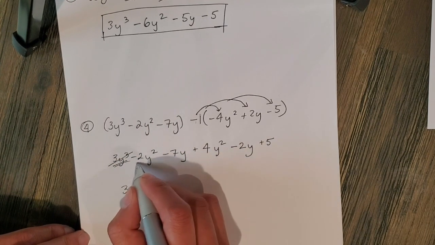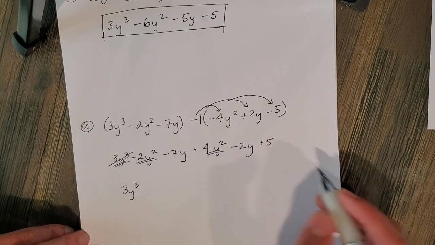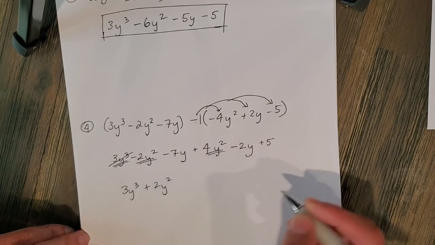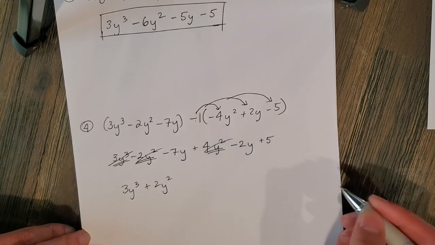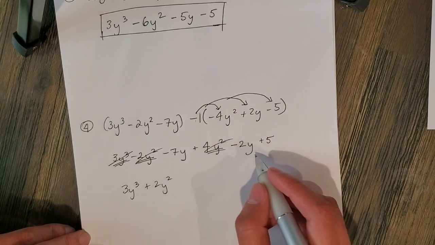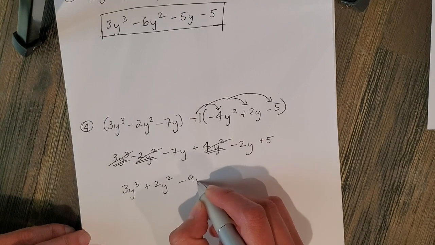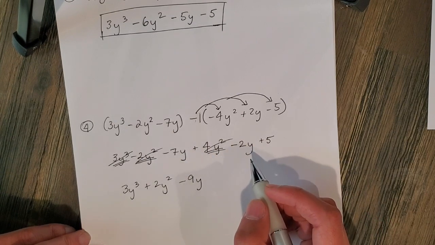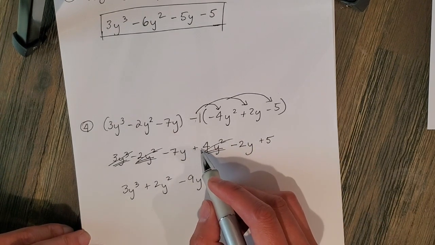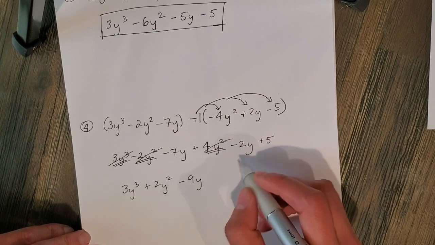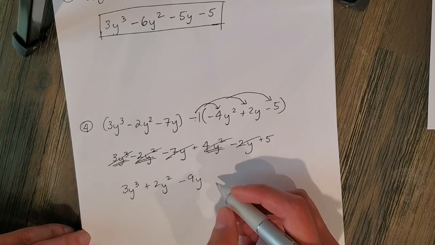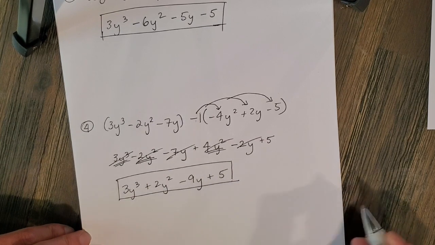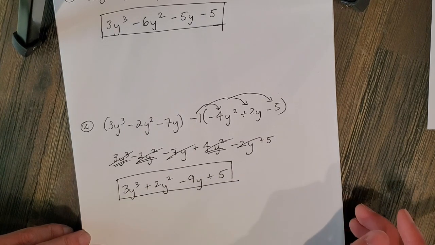Next, I have my y squared, so that's going to be that one and this one. So negative 2y squared and positive 4y squared is going to be positive 2y squared. Slash those, I don't need those anymore. I have negative 7y and negative 2y. That's going to be negative 9y. Again, if they're both negative, you add them together. If one's negative, one's positive, you subtract them and keep the sign of the larger integer. Okay. Next, I'm going to cross those out, and then we have the positive 5. And so we bring that down, and that's my final answer.